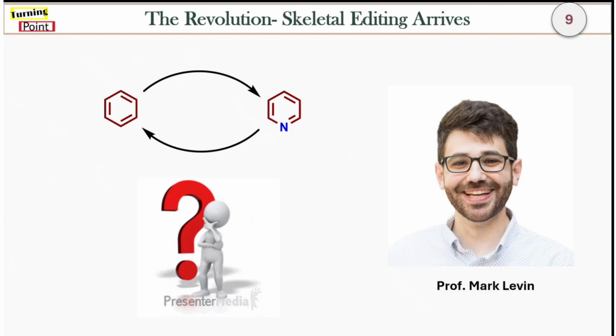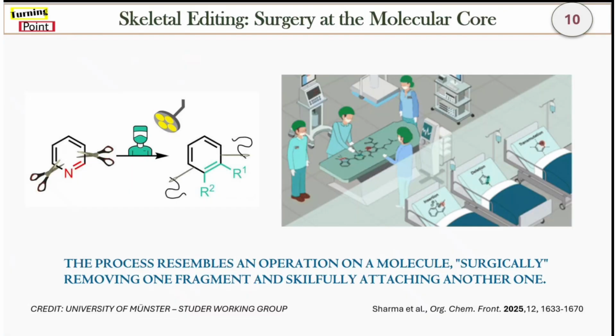Can we do this type of transformation? This chemistry is not new, it is century-old chemistry. But before him, no one was able to do this type of transformation in one pot. So his curiosity led to a new era, which is now known as the skeletal editing era. Skeletal editing is basically atomic-level surgery, where we perform surgery on a molecule by removing one fragment and skillfully attaching another fragment.